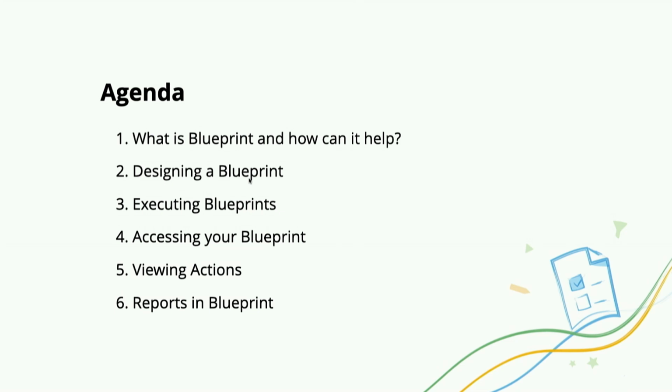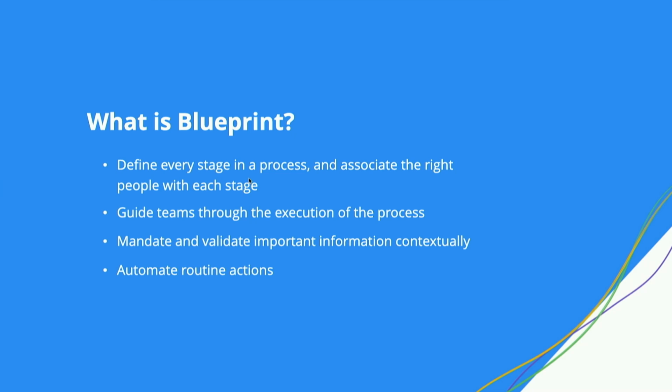First, you guys have seen exactly what it looks like, but what it actually does is, in each step, it's going to define each process in every single step of your sales process. You'll mandate and validate all the information contextually, and it's going to guide the user through the process and also automate a bunch of different tasks at each stage and guarantee that absolutely nothing falls through the cracks.